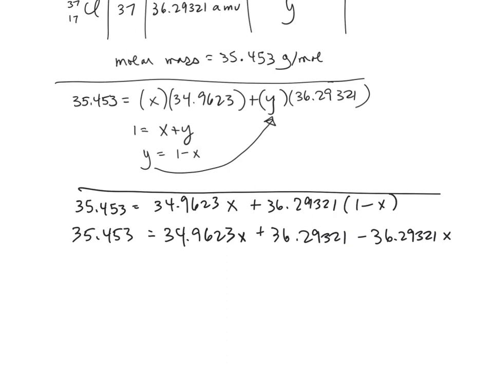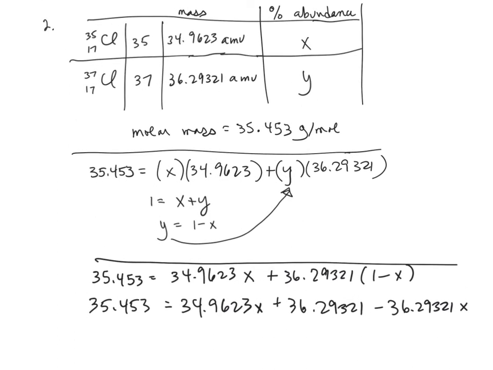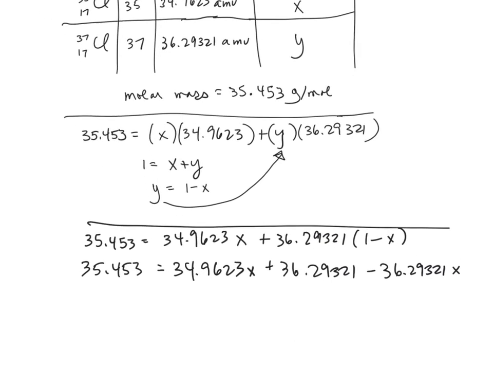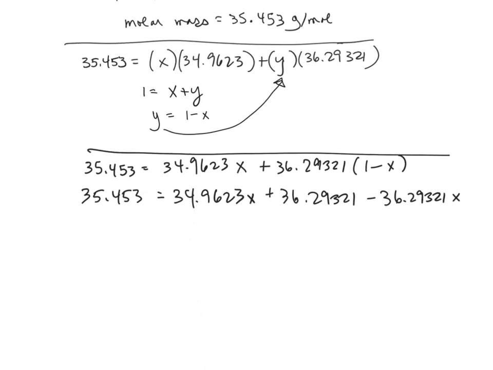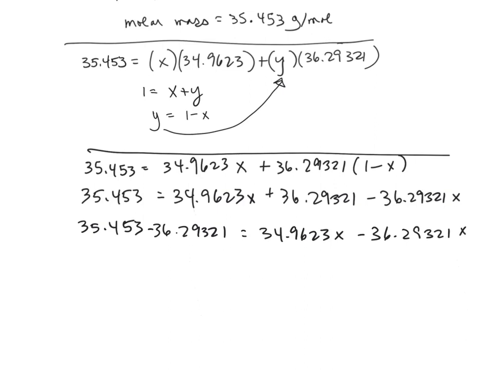And if I go back into my notes, I actually have 6923. No, that's right. That's what I have. Okay, never mind. Now we're going to combine the numbers that are multiplied by x on one side and the numbers without x on the other side. So when we do that, we have 35.453 minus 36.29321 is equal to 34.9623x minus 36.29321x. And when you have that, you end up with a negative 0.84021.